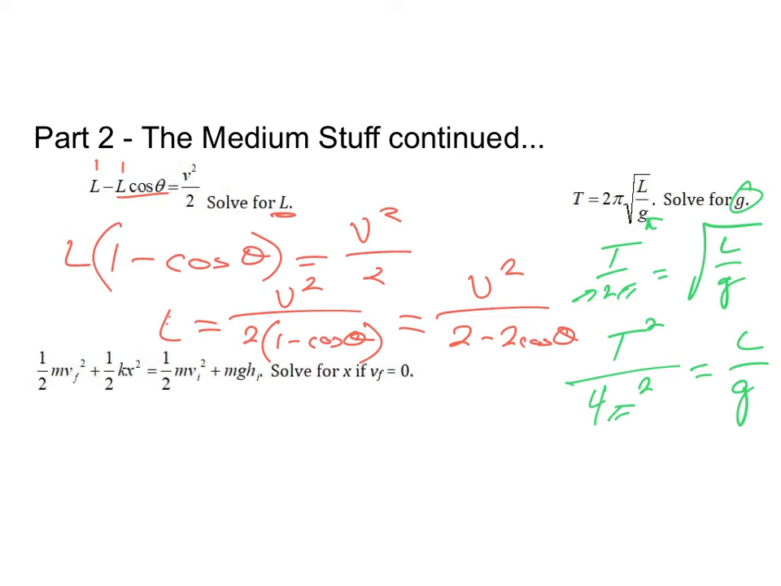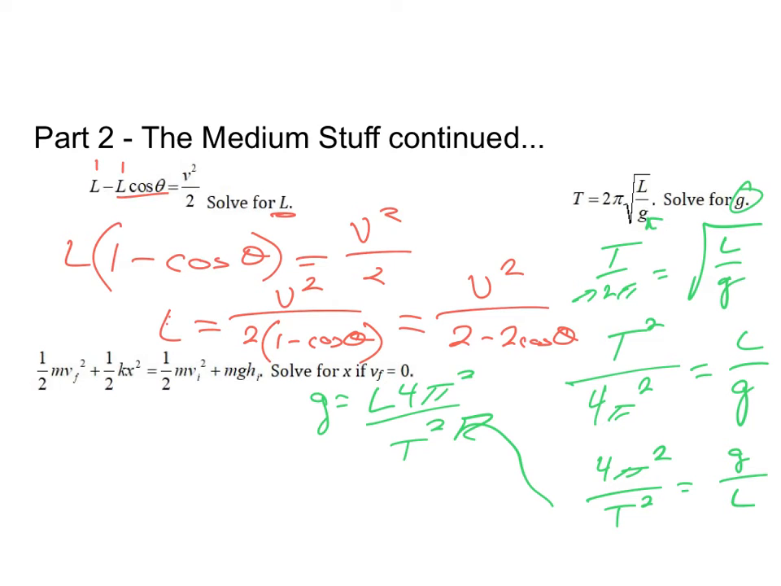And if I solve for g, I'm going to end up reciprocating both. So let's get 4 pi squared over t squared equals g over L, and then multiply by L. I'm running so far out of room. G equals L times 4 pi squared over t squared. Should I move around the L, the pi, and the 4 up top? Sure, I don't care. We're just trying to get variables by themselves, okay? All right, we got one more on this. I don't know if I have room for it.